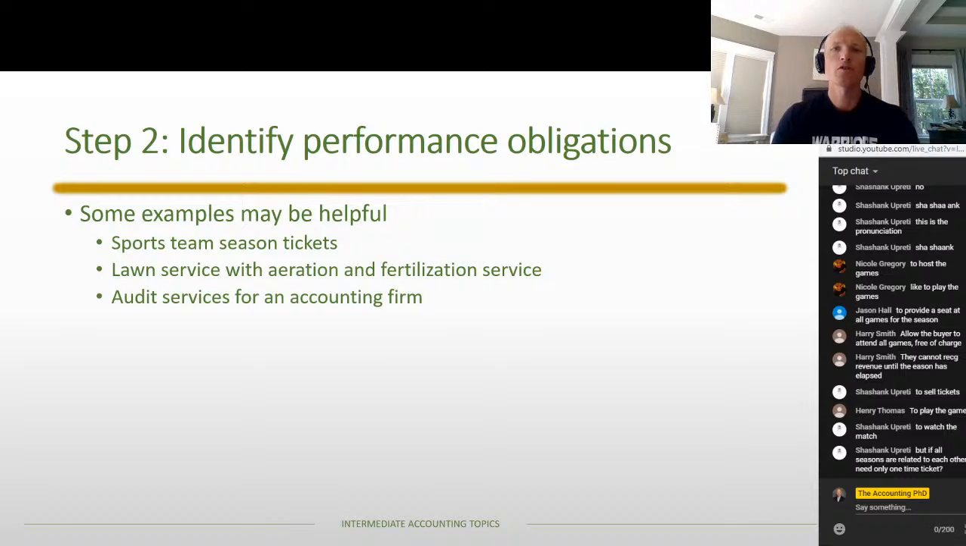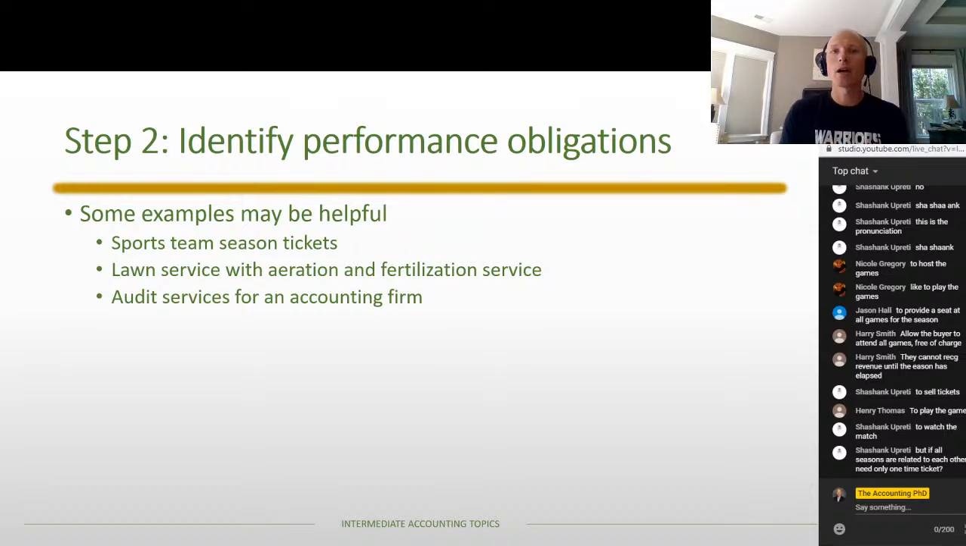So, audit services for accounting firms. Think about this. Usually with an accounting firm, you're embedded. If it's a large enough client, you probably are going to work with them on an ongoing basis. And so quarterly, you might be just providing a review. You might have some consulting services, and of course, then eventually you do have the audit. And so you've got to think about all of those things.